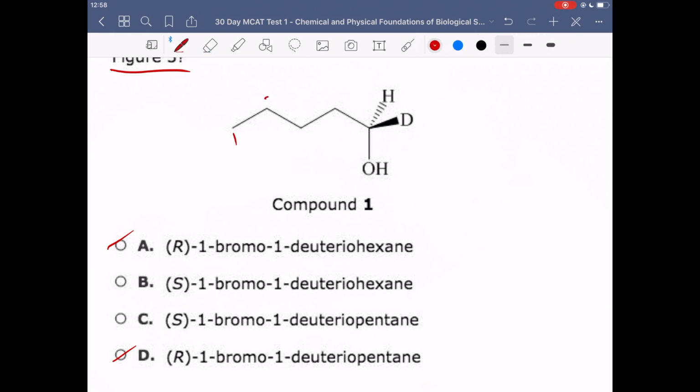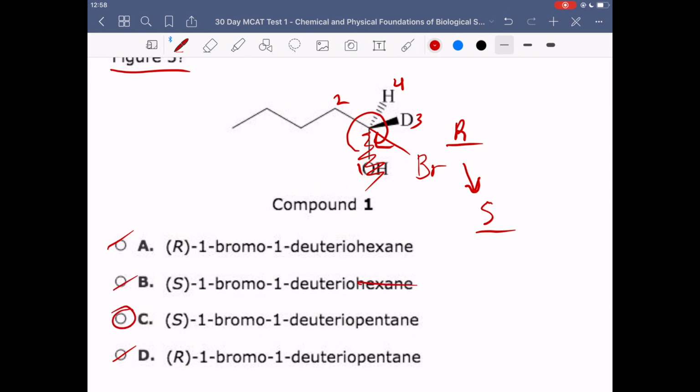There are 1, 2, 3, 4, 5. So 5 carbons in this molecule. That means option B is incorrect and C is correct. So it is S, 1-bromo and 1-deuterio. So both of those things are at the 1 carbon. And then it's a pentane, so it's a 5 carbon molecule.